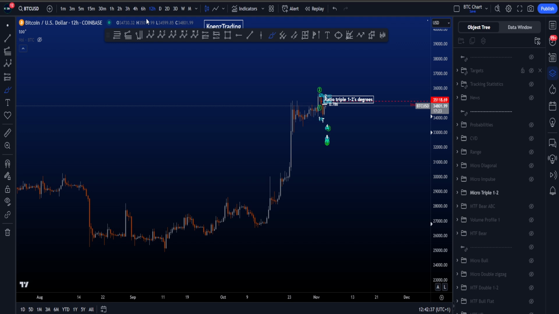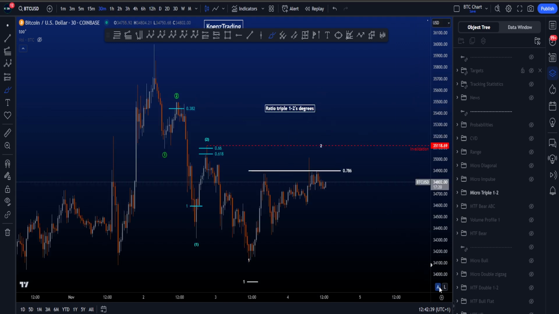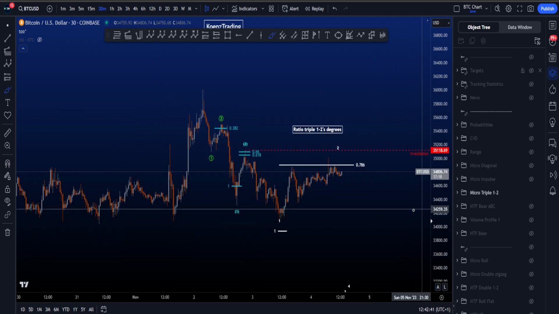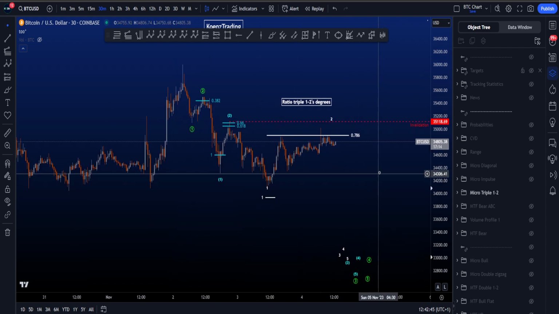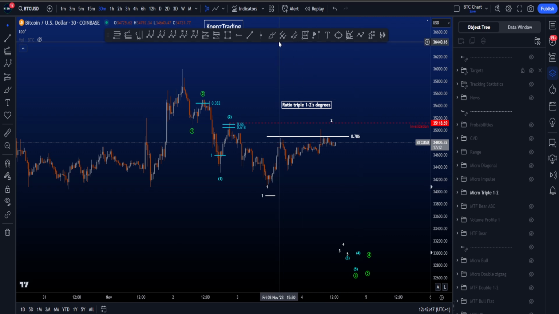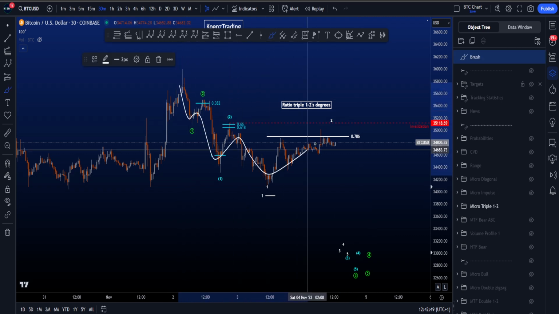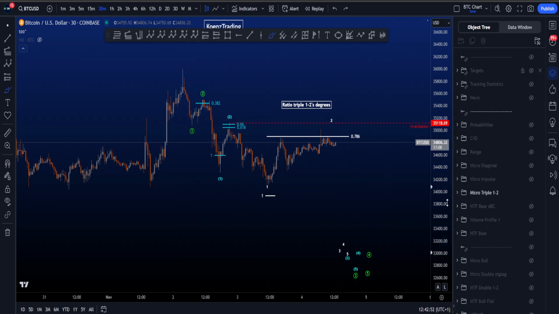Now if we then go to this high and we zoom in to the lower time frames, I will explain to you the reason why the probabilities are higher to still take this high over here. So first of all, we have the triple 1, 2, 1, 2, 1, 2, eventually a move to the downside in a big wave 3.